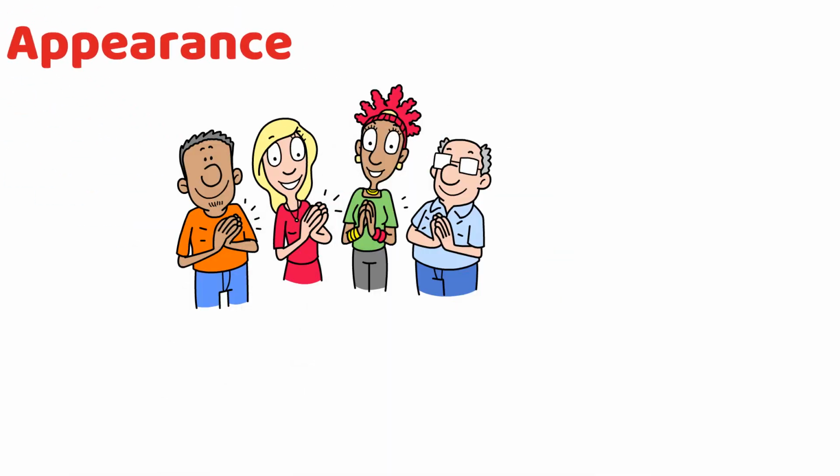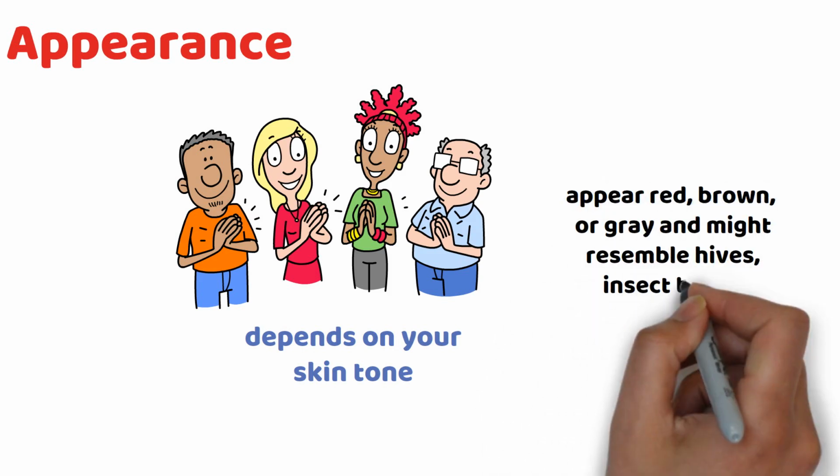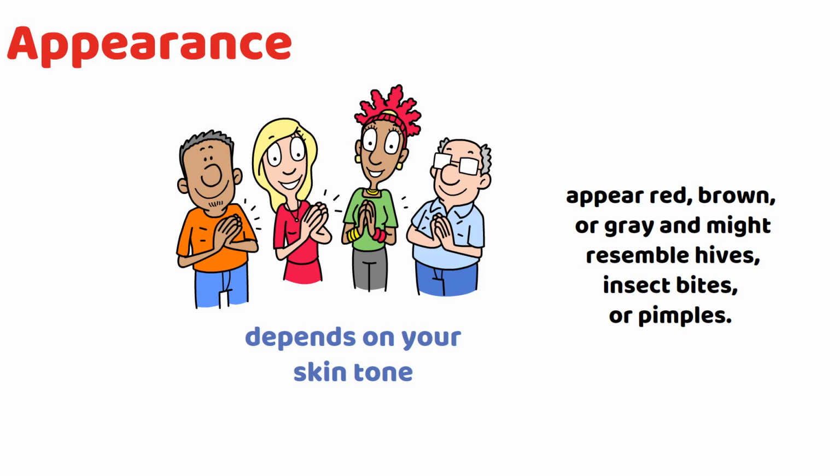The rash can look different depending on your skin tone. It may appear red, brown, or gray, and might resemble hives, insect bites, or pimples. It can also show up as a line across the skin.